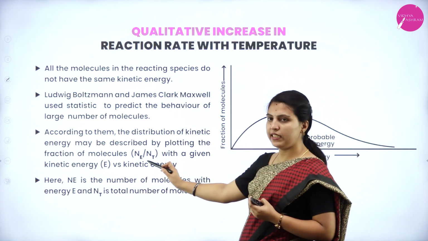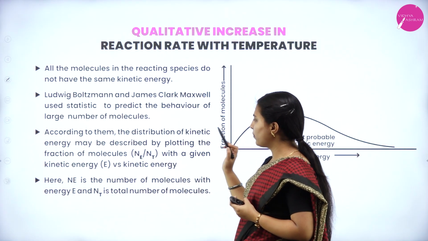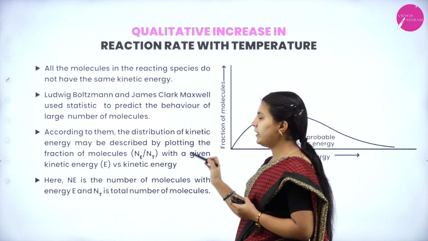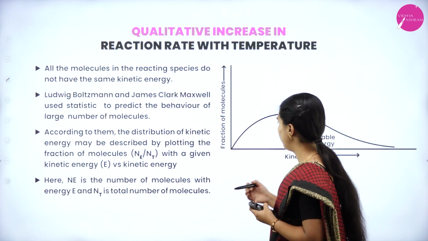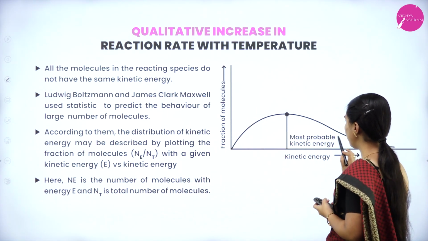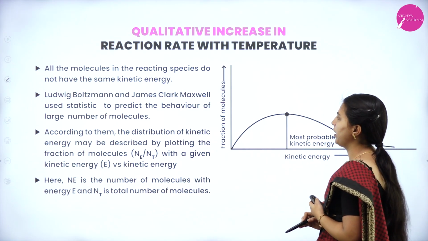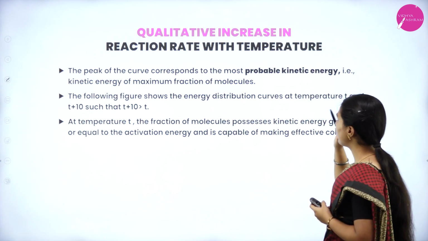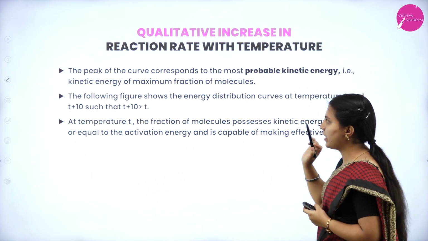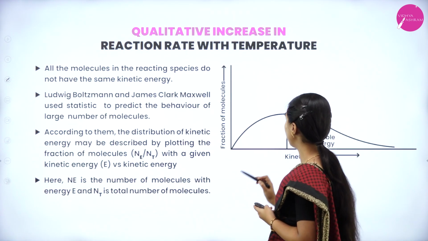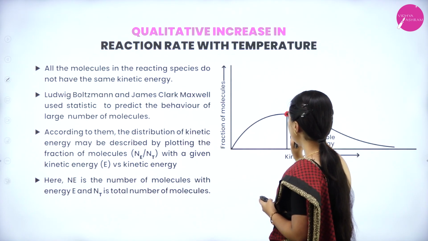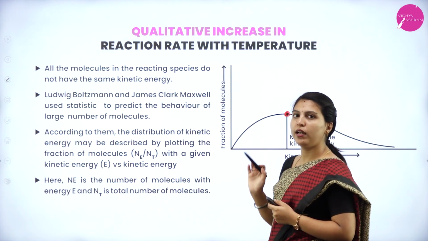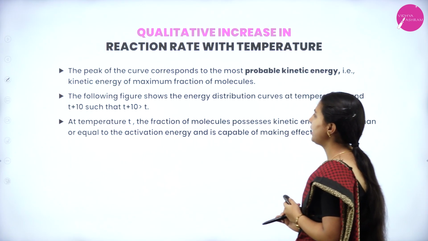Here Ne is the number of molecules with a given kinetic energy and Nt is the total number of molecules. This is the peak, the most probable kinetic energy. The peak of the curve corresponds to the most probable kinetic energy, that is, the kinetic energy of the maximum fraction of molecules.